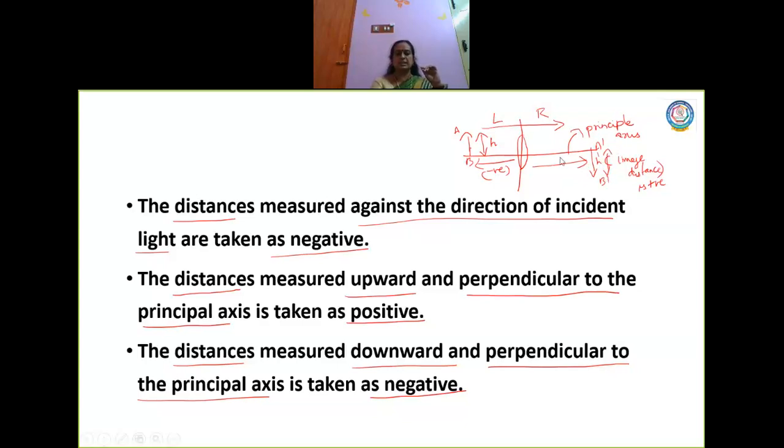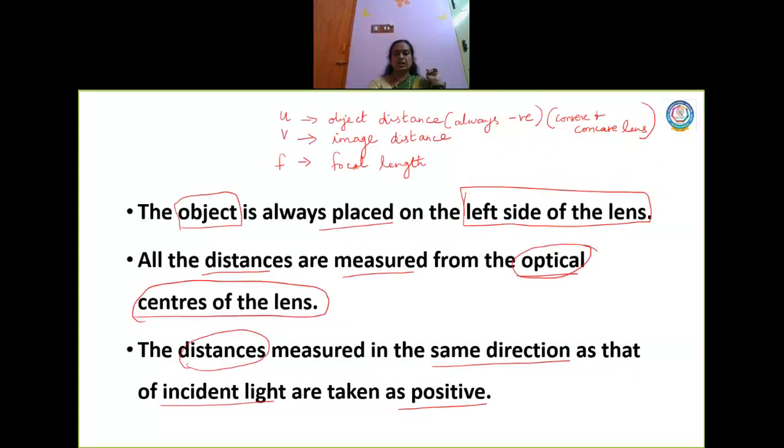Look at this sentence again. The distances measured upward and perpendicular to the principal axis are taken as positive. The distances measured downward and perpendicular to the principal axis are taken as negative. Are you able to understand? Yes, so these are some of the Cartesian conventions.